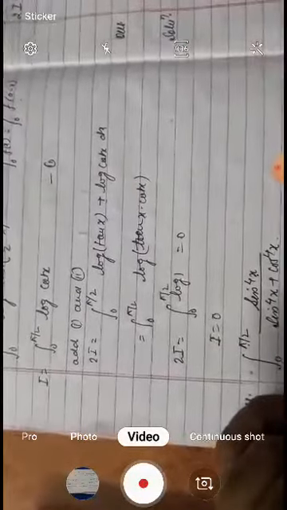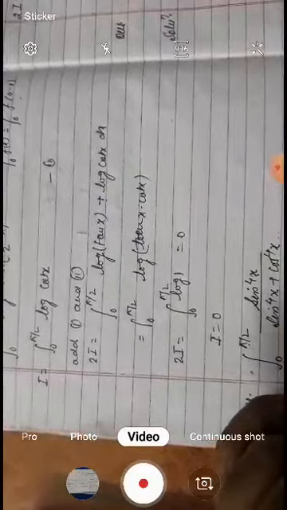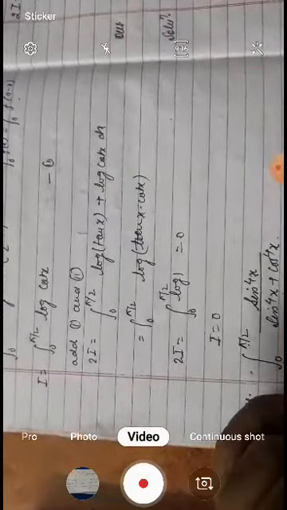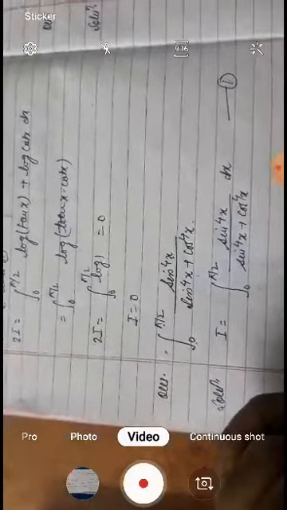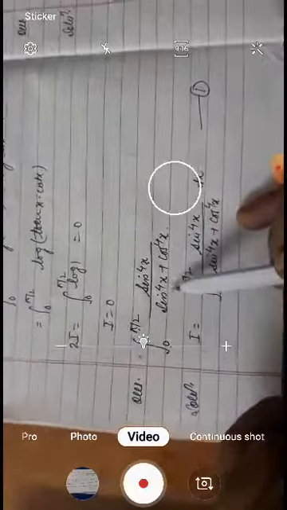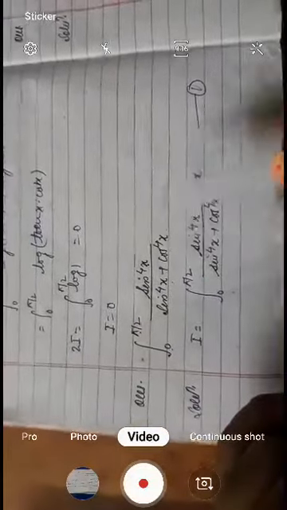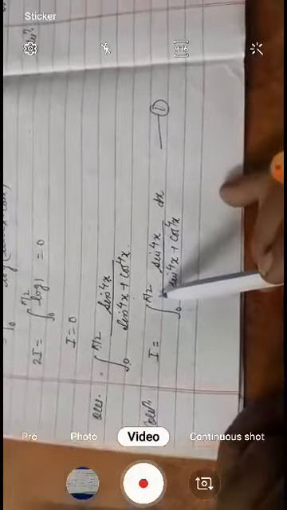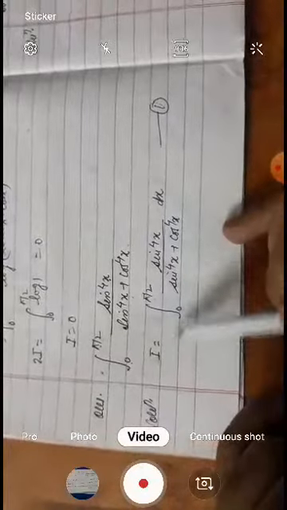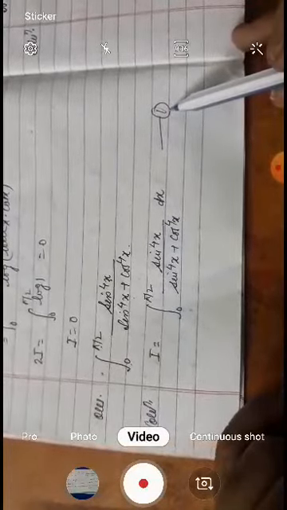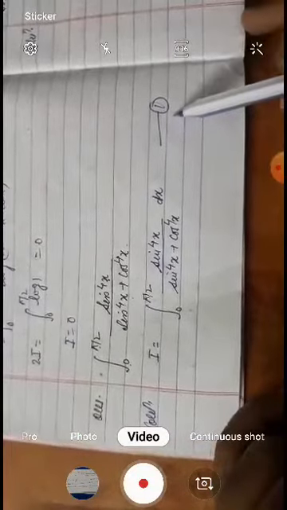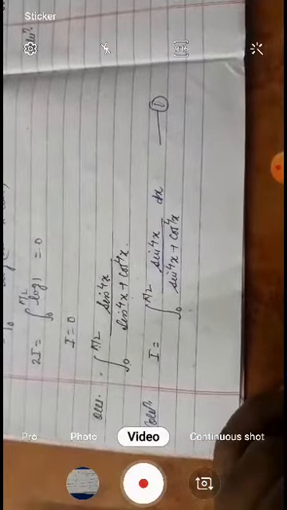Look again at this equation. Now the next question is 0 to pi by 2 sine to the power 4x upon sine to the power 4x plus cos 4x. Firstly, we have to write it in this form and get the equation 1. This is our equation 1. Then find the next.